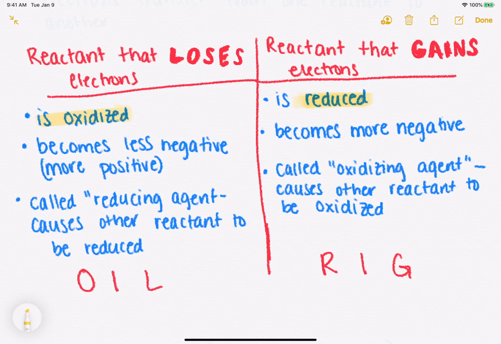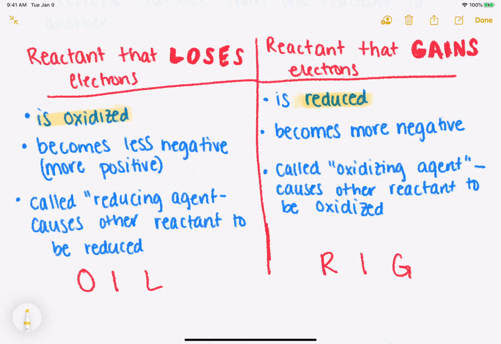The one that is losing its electrons is causing the other reactant to be reduced, because it's causing the other reactant to gain electrons, so it's called the reducing agent. Whereas the one that's gaining the electrons is called the oxidizing agent, because it is causing the other reactant to be oxidized.